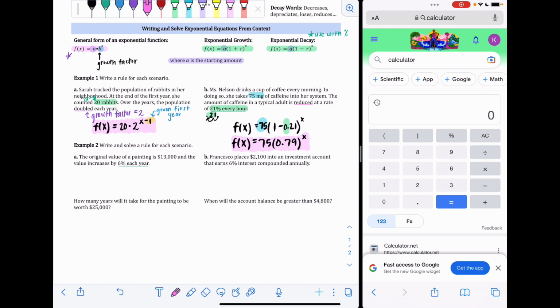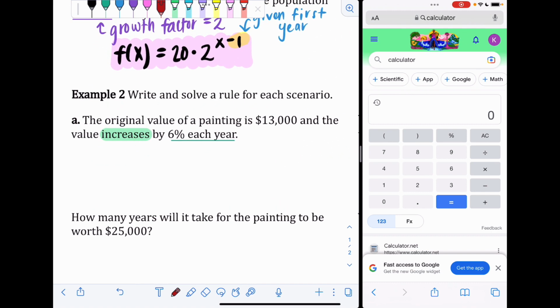And then when we're deciding between whether we should use exponential growth or decay, we want to look for one of those indicator words on if the function is increasing or decreasing. This one just uses the word increases. So the value increases by 6% each year. So we're going to use the exponential growth formula. So I'm going to zoom in and just rewrite it down here. So the formula itself is f of x equals a times 1 plus r to the x power.